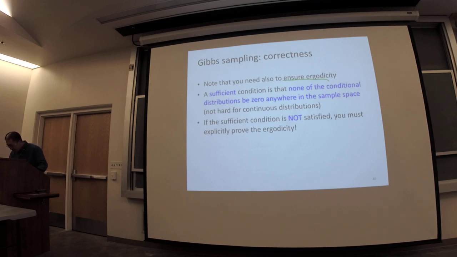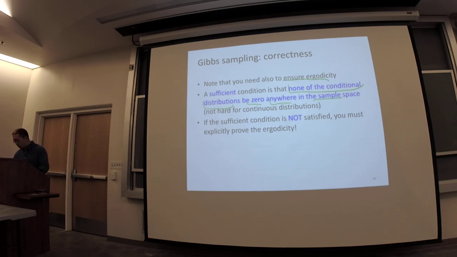We can claim that your Markov chain based on Gibbs sampling is ergodic if none of the conditional distributions will be zero anywhere in the sample space. Like our previous case, matrix factorization, each conditional posterior is simply a Gaussian, right? So it won't be zero anywhere. So it must be ergodic.